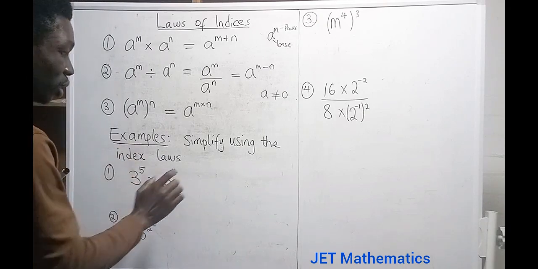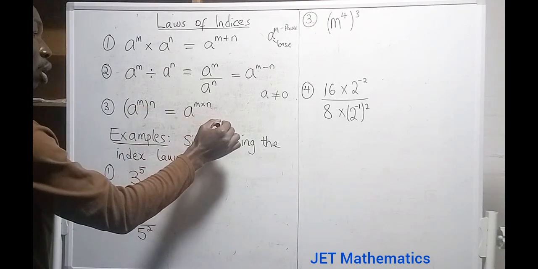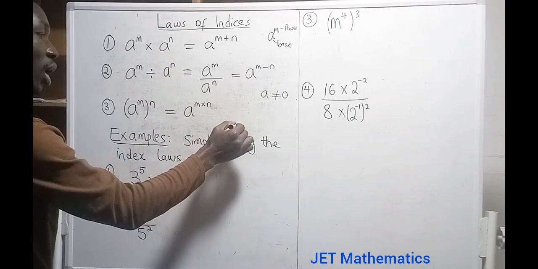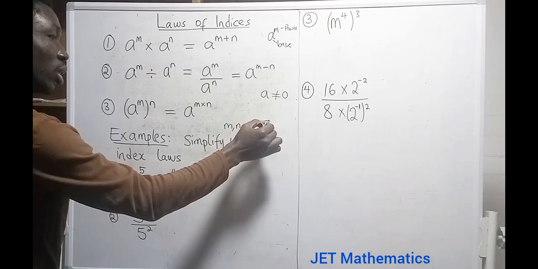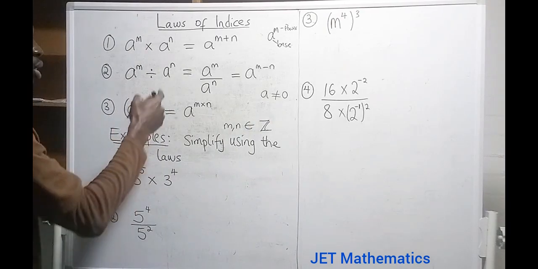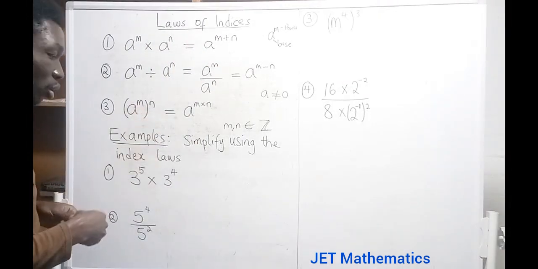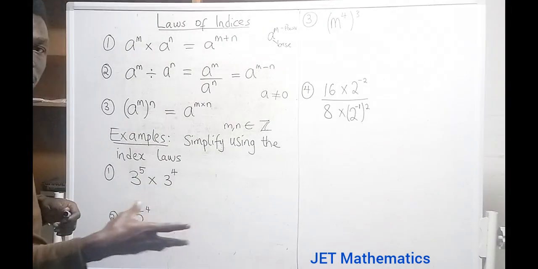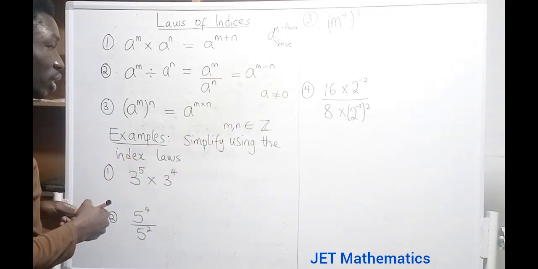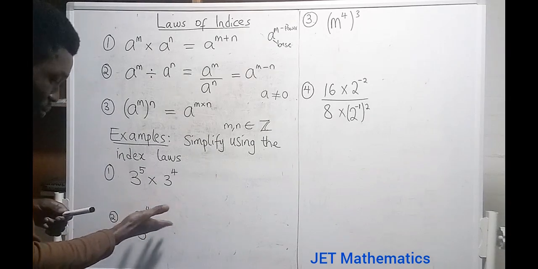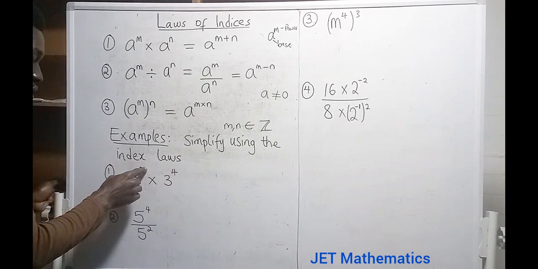So our example here says simplify using the index law, but take note m and n belong to the set of integers. Okay, integers. So all these m and n you see here, they are all integers, they are numbers. They could be positive, they could be negative. That's why we group them into the set of integers. Is that okay?